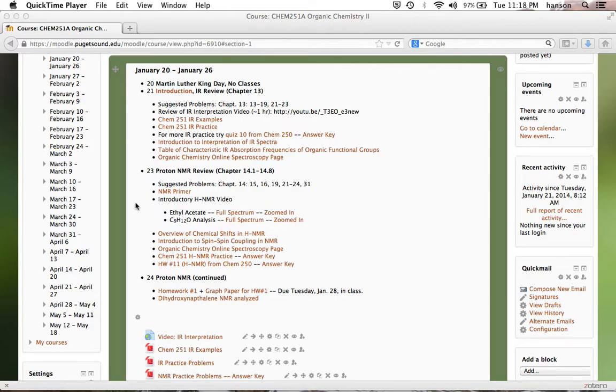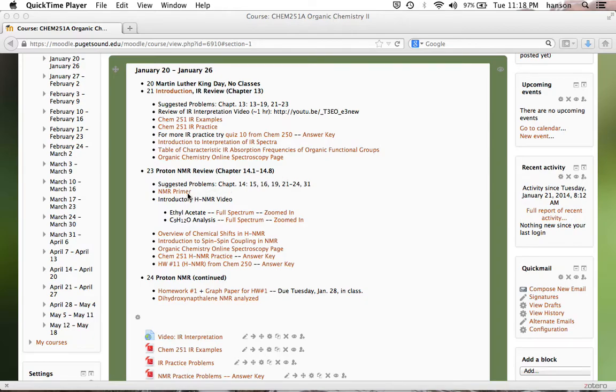I'm starting out here on our Moodle page to show you some of the resources you have available for proton NMR. Obviously you can look in the book, in sections 14.1 to 14.8 of your textbook, and read through that to get some review of NMR.